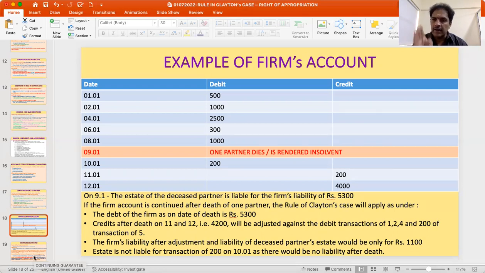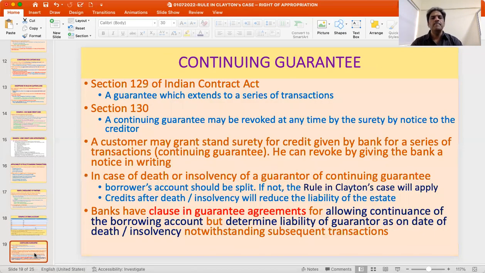So in the interest of the continuing partners, it is important that you stop the account and open a fresh account and continue the distribution of liability and get the money from the estate of the deceased person or the insolvent person. So this is a very important area where the application of Clayton's rule becomes very, very significant. Then the next is in case of a continuing guarantee.